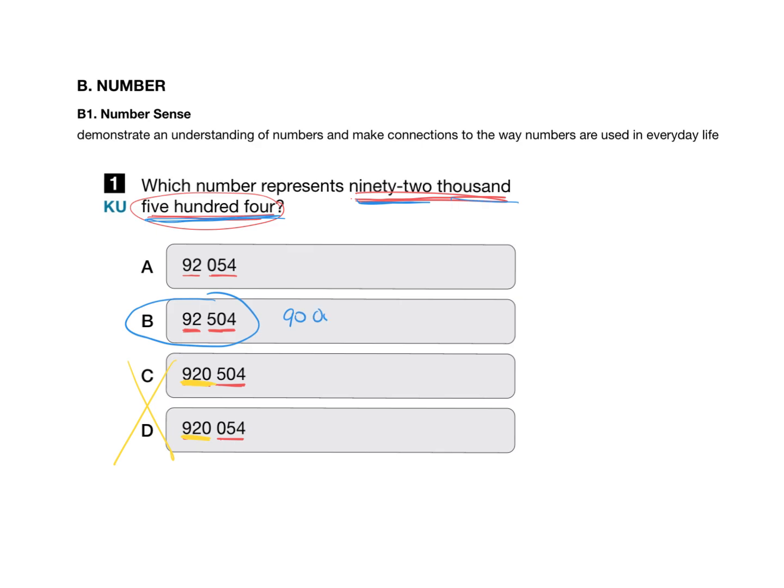And how would you write this in expanded form? 90,000 plus 2,000 plus 500 plus 4. Excellent. How many tens do I have? 0. Good. How many ones do I have? 4. How many hundreds do I have? 5. How many thousands do I have? 2. And how many 10,000s do I have? 9. Excellent. Great work. Let's look at the next question.